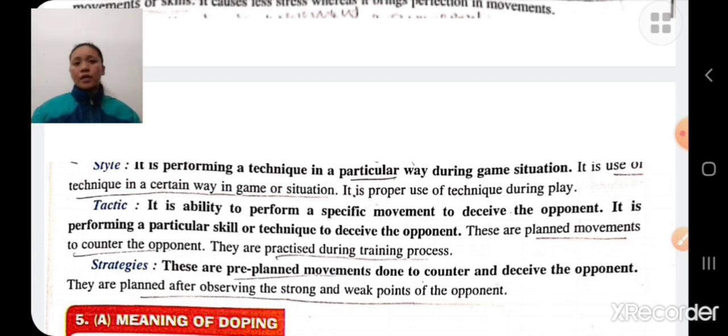These are some terminologies which are used in sports. Skill is the specific movement of that game. Technique is the basic movement, the scientific way of performing the skill. Style is the use of technique in a certain way, using the technique in their own way. Tactics is a planned movement which is used in the training. And strategy is a pre-planned movement which we do to counter the opponent.